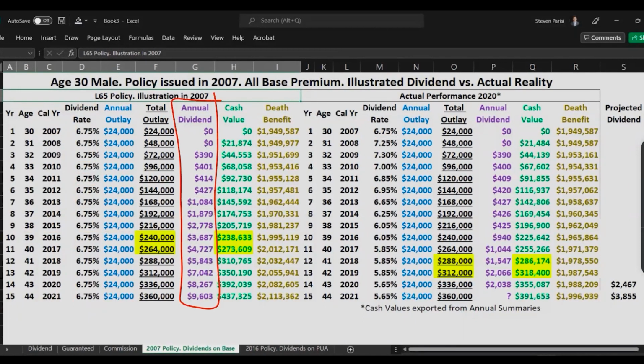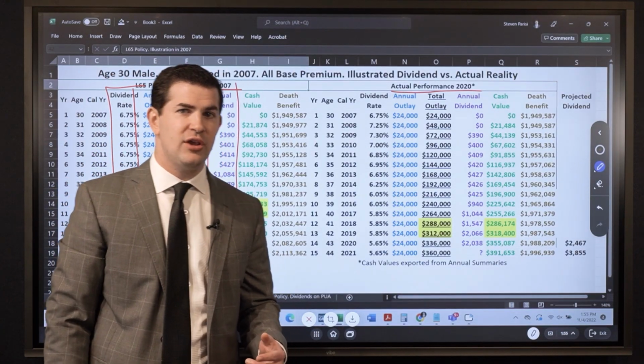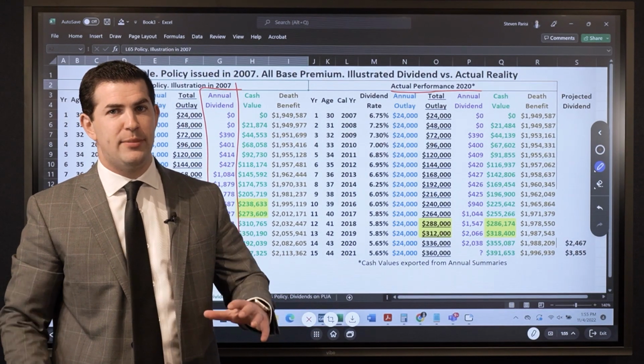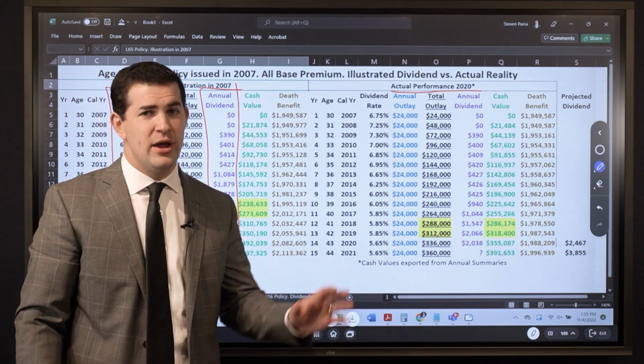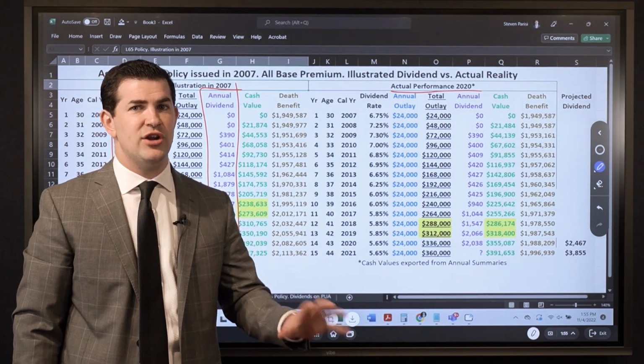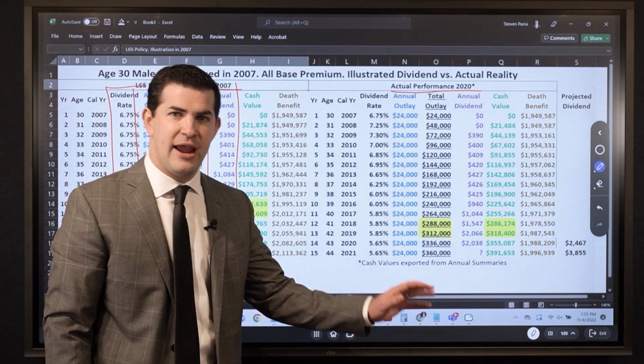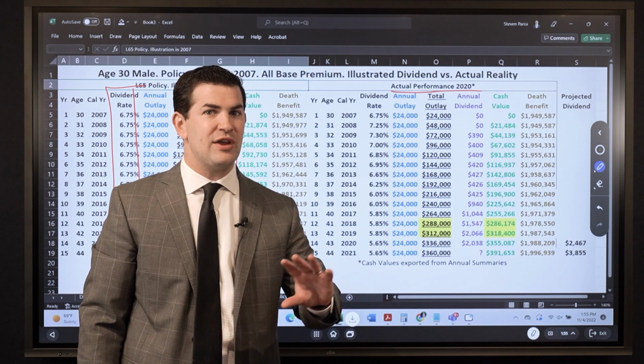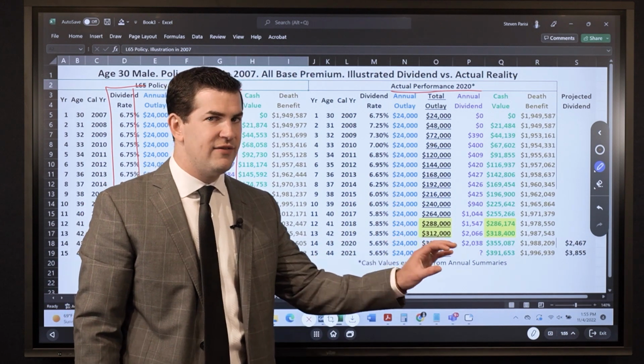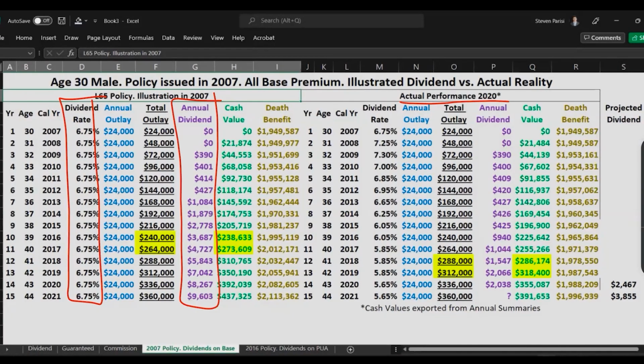Purple column and the dividend rate. And then scroll your eyes to the right, actual performance. So how we attain this actual performance is we reference the annual statements, the status reports through the insurance company's advisor portal, what we have access to, and pulled the actual cash values each year, what he received on his statements, in addition to the annual dividend and the death benefit, so we can see what was actually paid to the individual from the insurance company.